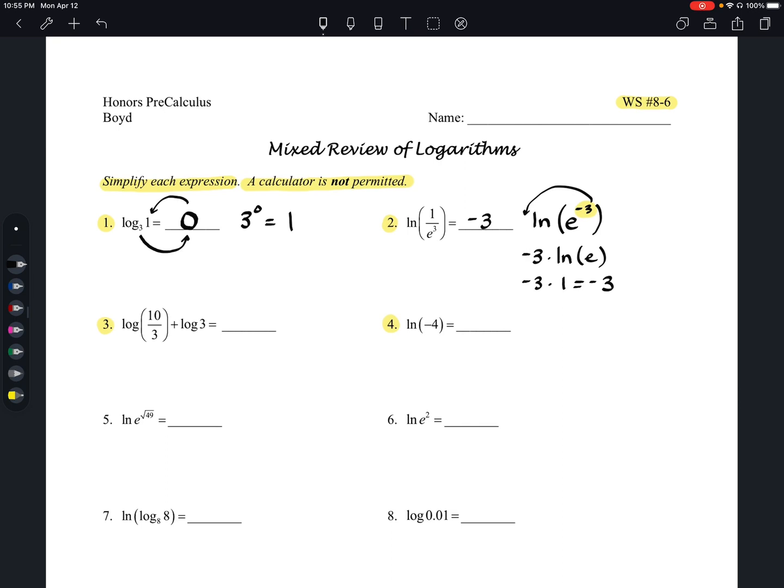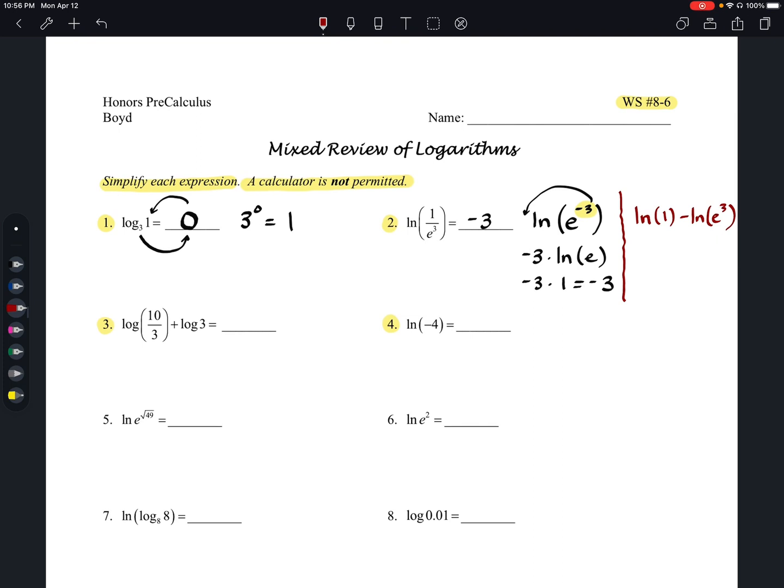A second approach you could use on this one would be to use one of your properties of logarithms, where if we have that division, we can separate it and say this is going to be the natural log of 1 minus the natural log of e to the third power.